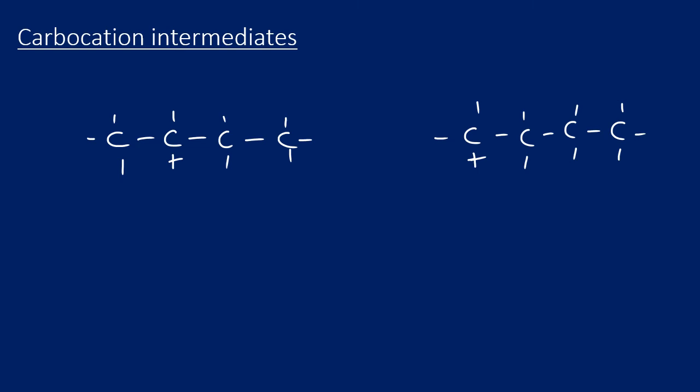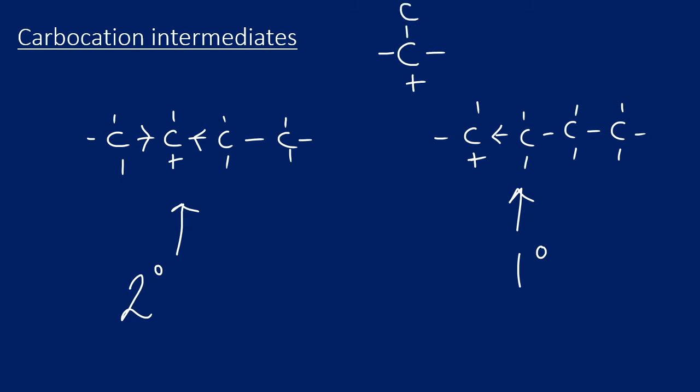Now, the one on the left is classed as a secondary carbocation, and that's because there are 2 carbons bonded to the carbon that's positive. The one on the right is classed as a primary carbocation because the carbon that's positive only has 1 other carbon bonded to it. So there is a third type of carbocation, which would be a tertiary carbocation when it's got 3 carbons bonded to it.